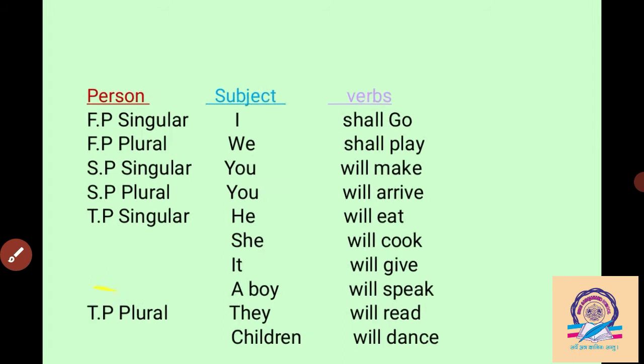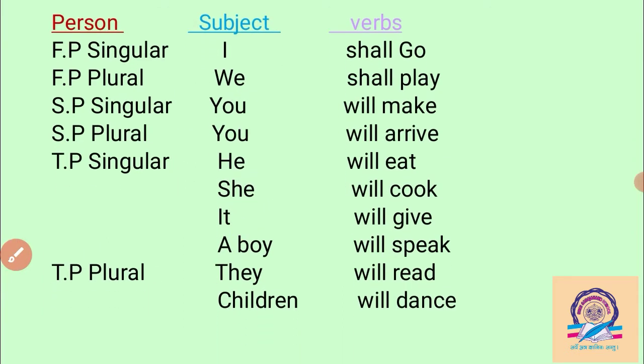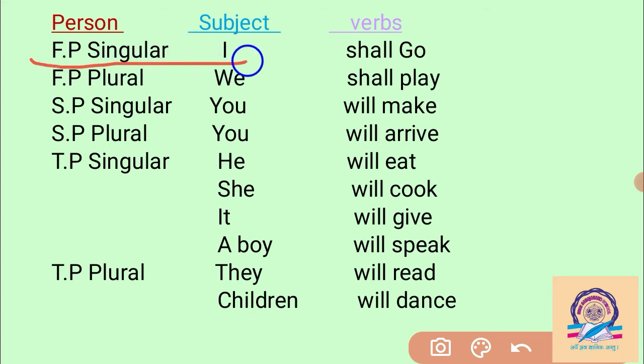Then we see the formula by person. First we see the person, then the subject, then the verb. We see the first person singular. I is the first person singular because the speaker is the first person. So we have to write I as first person. For I we have to use shall with the verb.